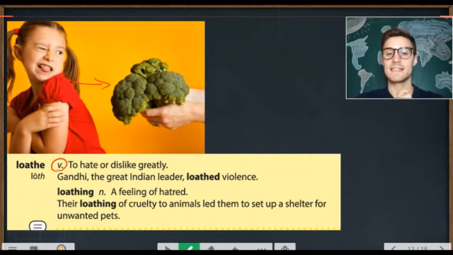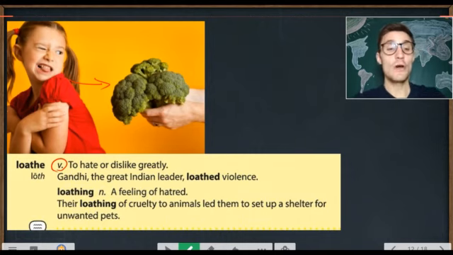Gandhi, the great Indian leader, loathed violence. He loathed violence. He hated it. He disliked it greatly. I loathe Brussels sprouts. I hate it. What's something that you loathe? Give me one example. I loathe, hopefully not me.